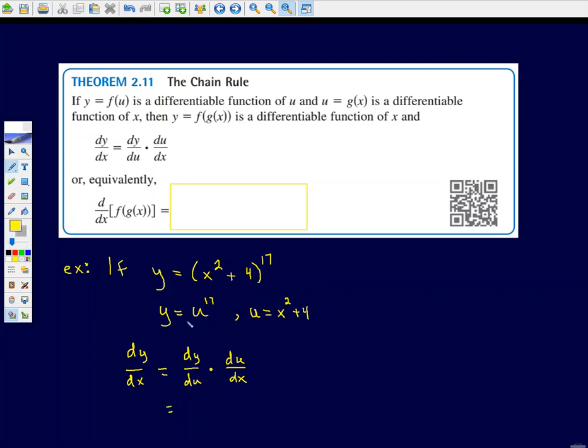So in terms of my breakdown, the derivative of y with respect to u, notice that there's only requiring the power rule. The derivative of u to the 17 with respect to u is 17 u to the 16. And then du dx is the derivative of u with respect to x. This would be the derivative of x squared plus 4, which is 2x plus 0, or just 2x. In my final answer, though, I would like the answer to be all in terms of x. So it would be 17 times, now I'll go back and put x squared plus 4 in where u is.